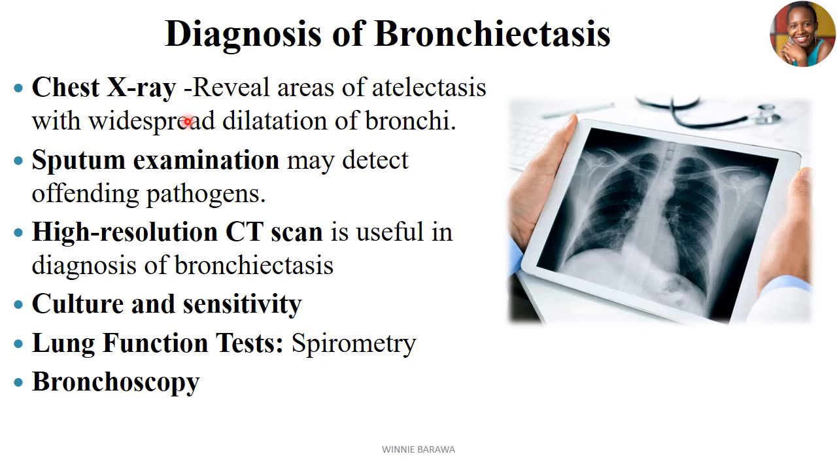So diagnosis of bronchiectasis can be done with chest X-ray, which will reveal areas of dilated bronchi, because remember we said with bronchiectasis, this disease is more into dilating the bronchi, and in this case, the chest X-ray might reveal that. Then you can go for sputum examination to detect the specific microorganism that has invaded the area. There's also high resolution CT scan, or computed tomography scan, which is useful if you really want to identify the dilated areas of the bronchi. Then there's culture and sensitivity, that is to determine the microorganism that is causing the disease.